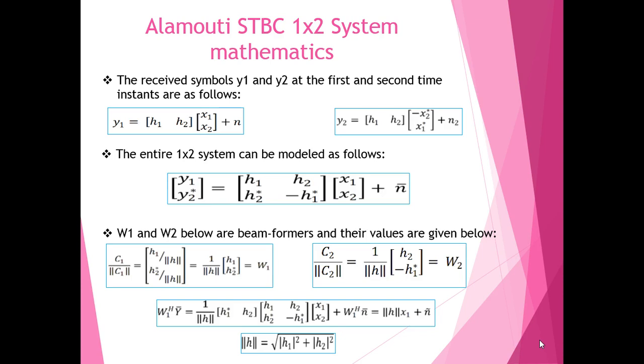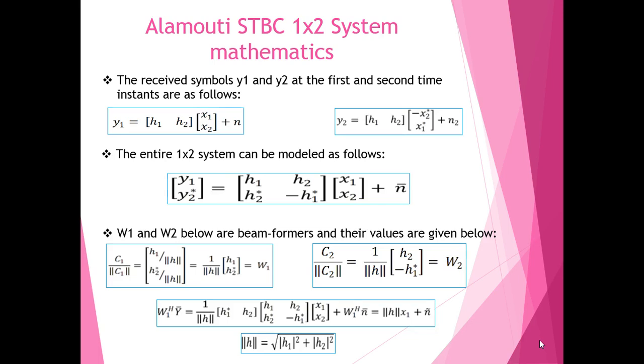First, we have two transmitting antennas that send two symbols to the receiving antenna at two different time instants. In the first time instant, the symbol y1 is received and is equal to the product of the channel matrix and the transmitting symbols, which is further added to the noise at the receiver end. In the second time instant, the symbol y2 is received, assuming that the channel matrix hasn't changed at all, and is equal to the product of the channel matrix with the transmitted symbols of the Alamouti scheme. This is again added to the noise.